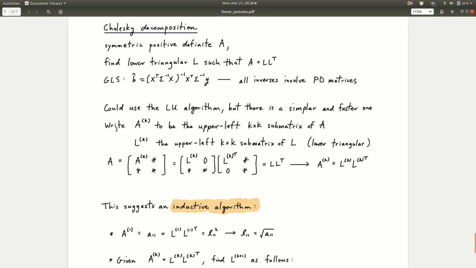First, some notation. I'm going to define A superscript K. So this is a different definition. I'm using the same notation as in Gaussian elimination, but it now has a different meaning here for the Cholesky decomposition.